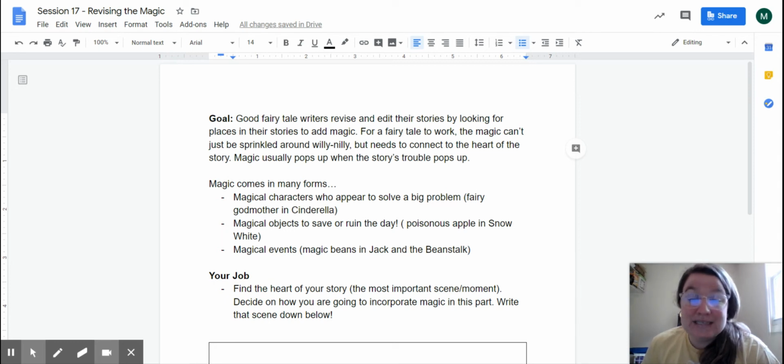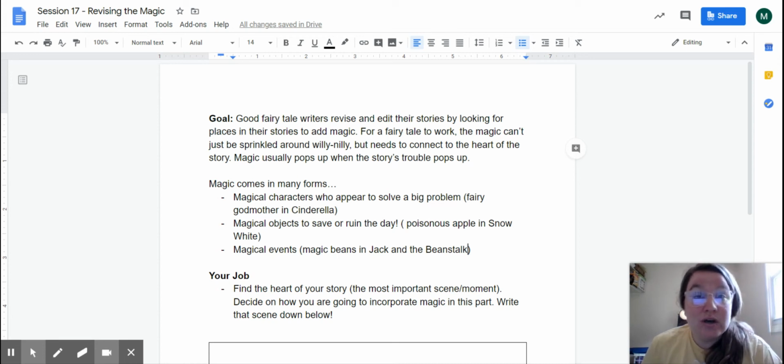So your job today is to determine what is the heart of your story. What is the main scene, that important scene, where the problem gets solved in your fairy tale? You need to first identify that. Then you need to think how you're going to incorporate some form of magic in this part of your story. Are you going to have a magical character, a magical object, or a magical event?